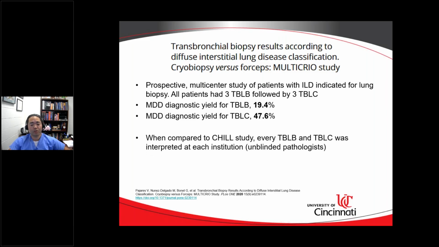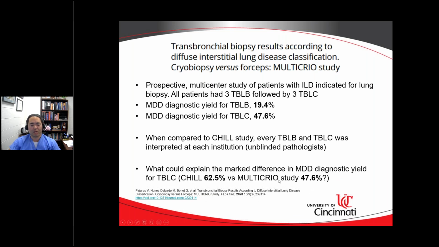When compared to the CHILL study, every biopsy was interpreted at each institution with unblinded pathologists. So that bears a question, right? What could explain the marked difference in multidisciplinary discussion diagnostic yield for cryo, 62.5% in the CHILL study versus the multi-cryo study? And this is not something that they did wrong or anything. It's just a description of what they did in their institutions, right?